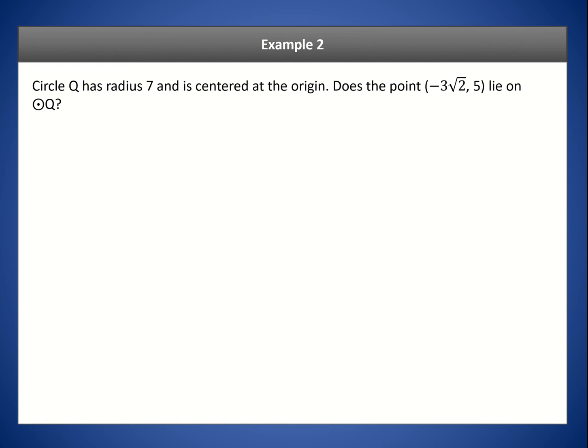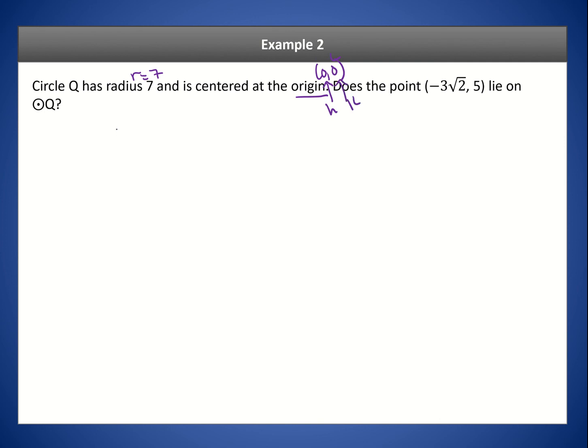All right, example 2. Circle Q has radius 7 and is centered at the origin. Does the point (-3 square root of 2, 5) lie on circle Q? Let's go ahead and get the equation of the circle. Because it has a radius of 7, we know r is 7. We know that it's centered at the origin, so H, K is 0, 0. So that's H and that's K.